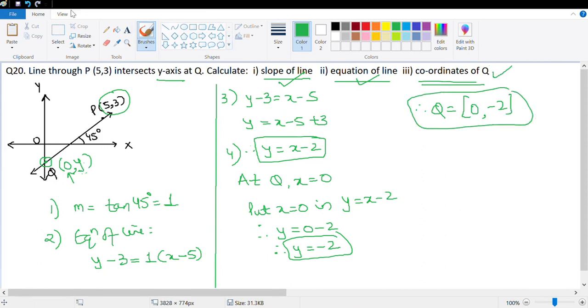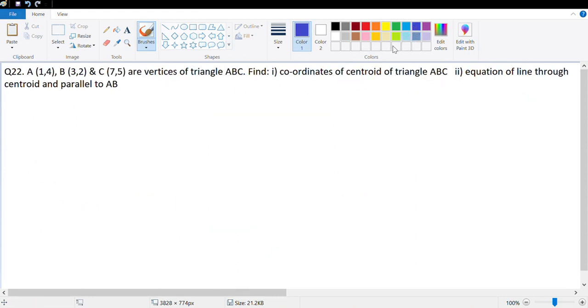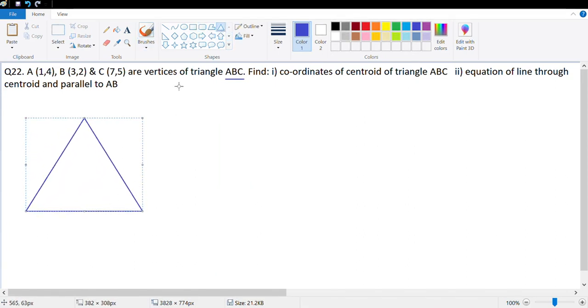Done. And that brings me to the last homework question from this exercise, question number 22. It says (1, 4), (3, 2), (7, 5) are the vertices of a triangle. Find the coordinates of the centroid. We did centroid in our previous chapter, on the midpoint formula and the section formula. So if you remember the formula, we should be able to calculate the coordinates of the centroid. A is (1, 4), B is (3, 2), and C is (7, 5).